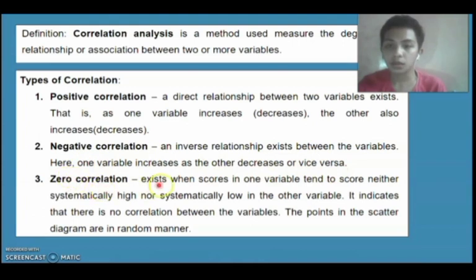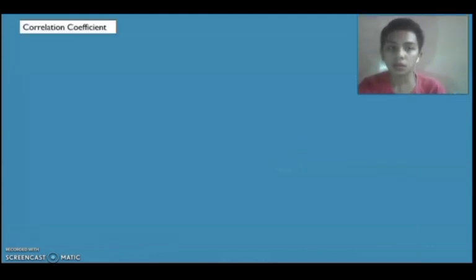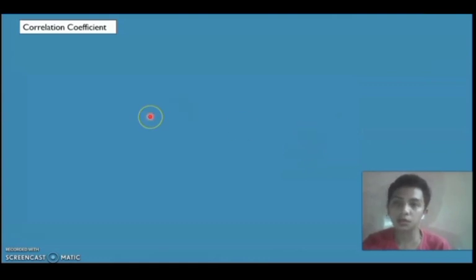Here, one variable increases as the other decreases, or vice versa. Zero correlation exists when scores in one variable tend to be neither systematically high nor systematically low in the other variable. It indicates that there is no correlation between the variables. The points in the scatter diagram are in a random manner. Correlation coefficient.